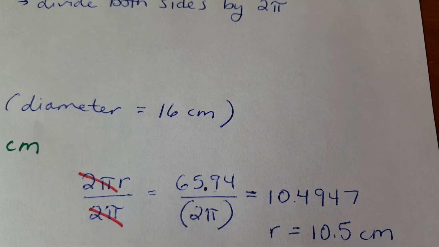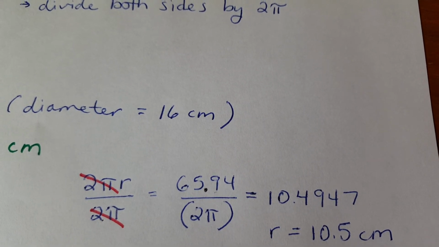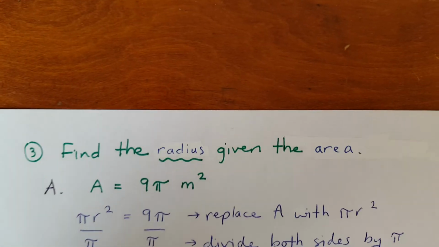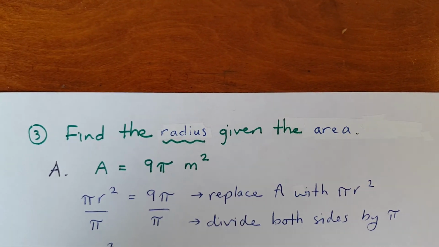Once again, remember to pause the video anytime you need to, or rewind it as needed as well. Now we're going to move on to part 3. How do we find the radius if we're given the area?